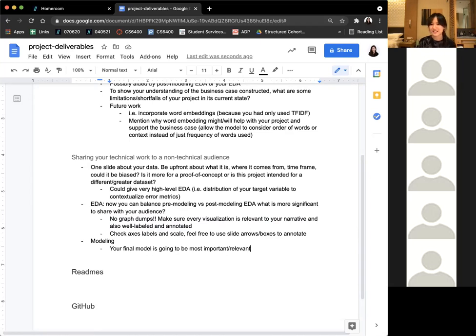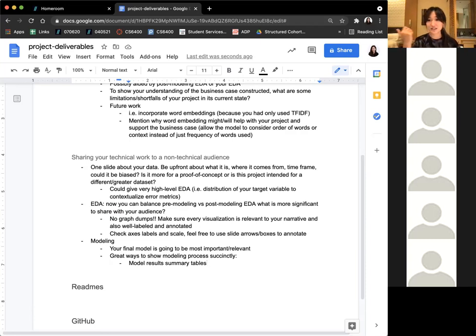Some useful things that I've seen in past presentations that have been really great to show off your modeling process succinctly: model results summary tables. If you had a data frame that put all of your results together, that's a really quick and easy way to be like, all right, see, I ran all of these models, and in that way you show how many models you ran if you ran a bunch.